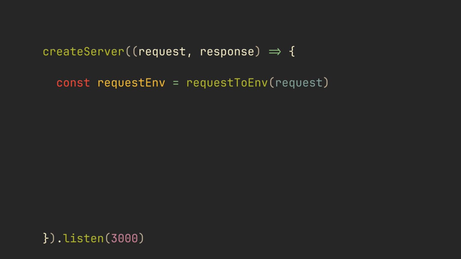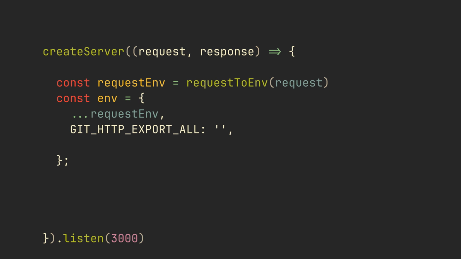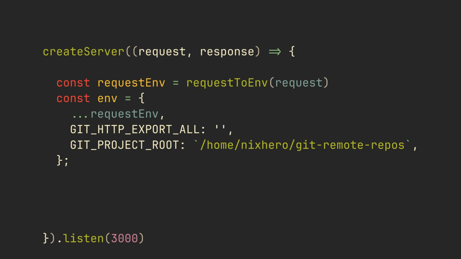Other than environment variables inferred from the request, we also want to add ones that configure the repository. Git HTTP export all tells Git that it's okay to serve the repository, and Git project root specifies the directory where all the remote repositories live. So now we have all the environment variables.